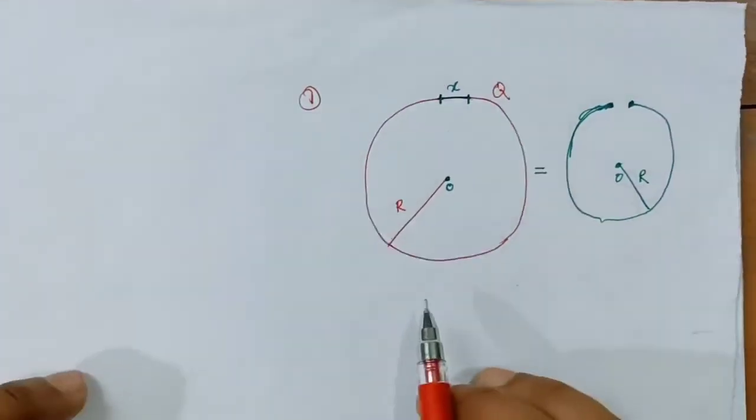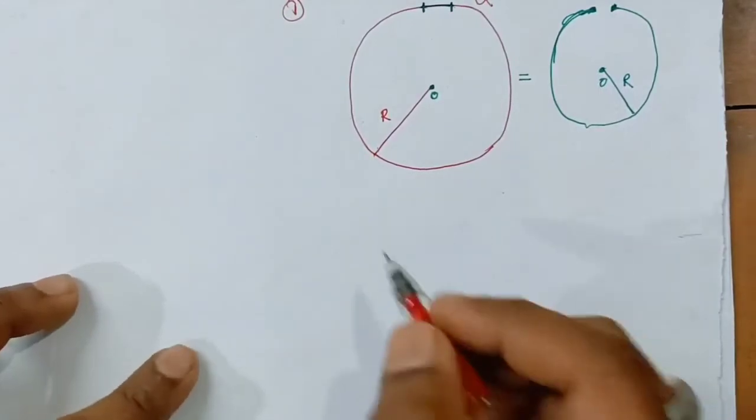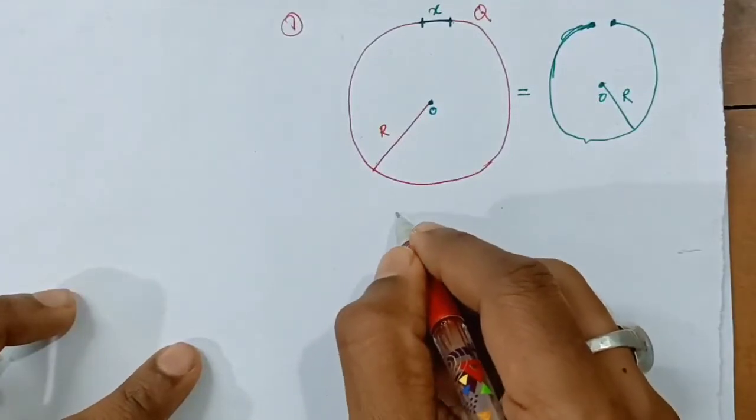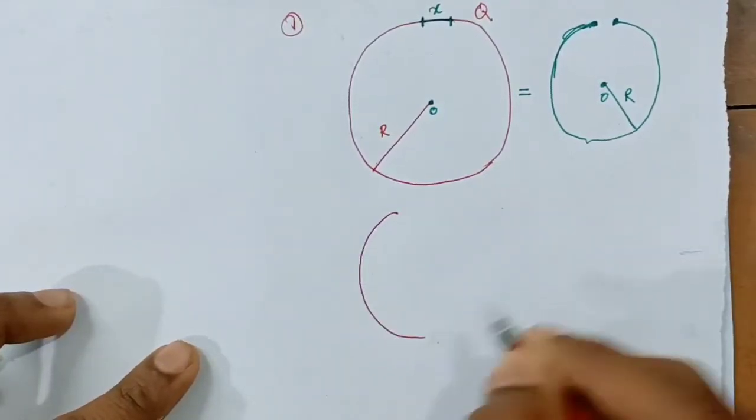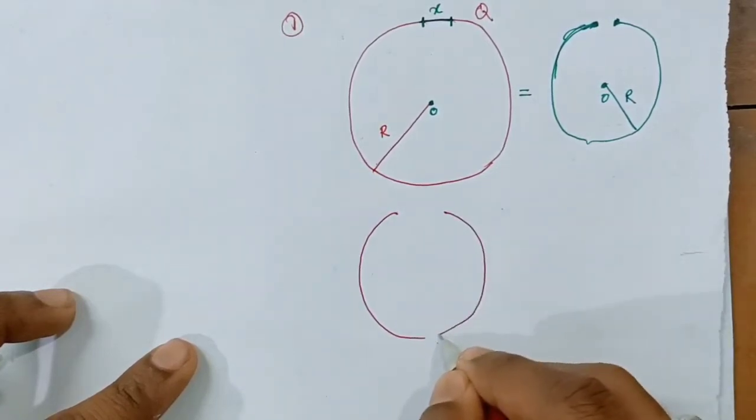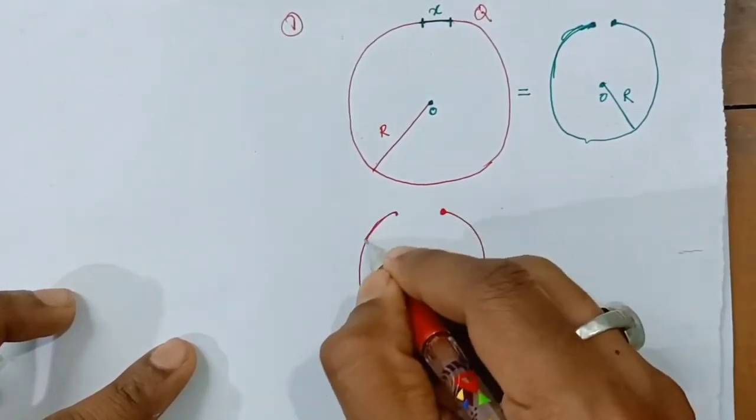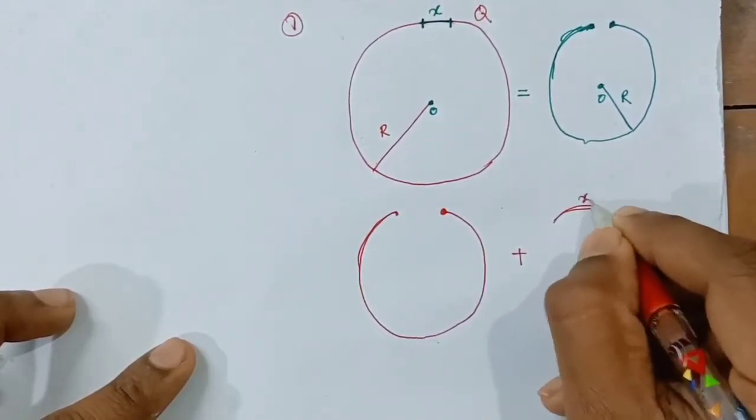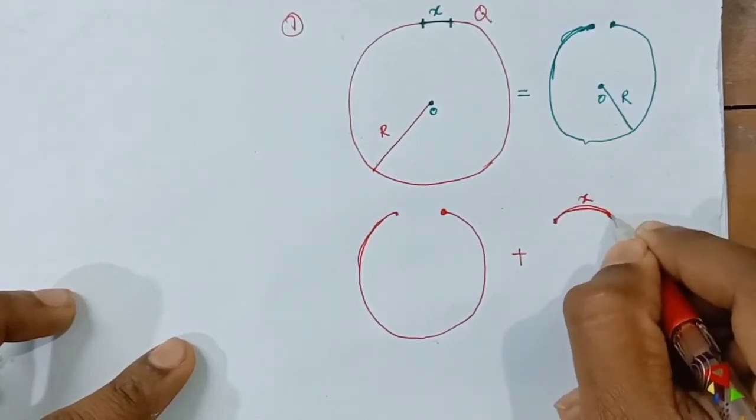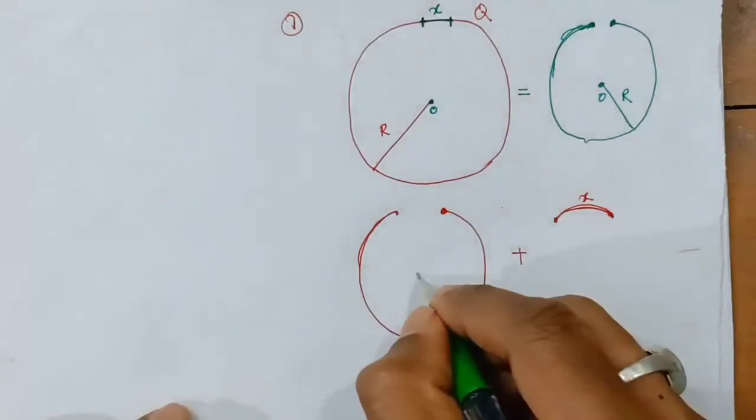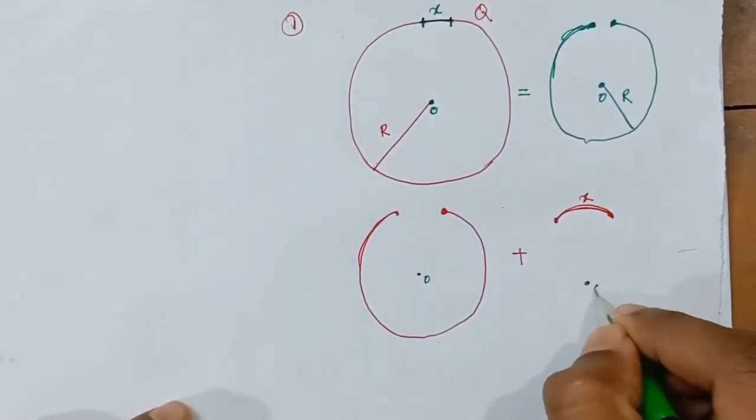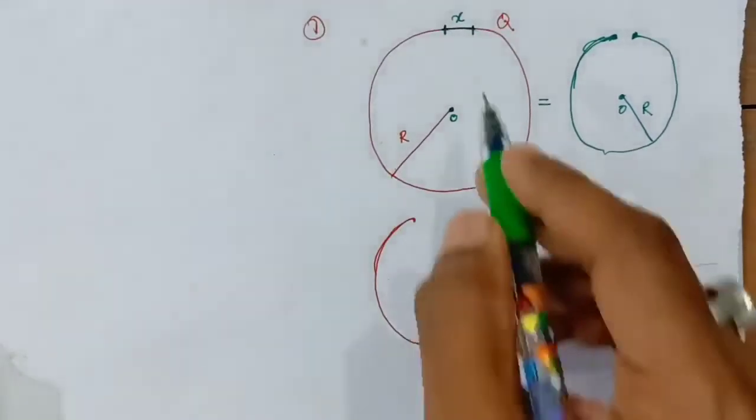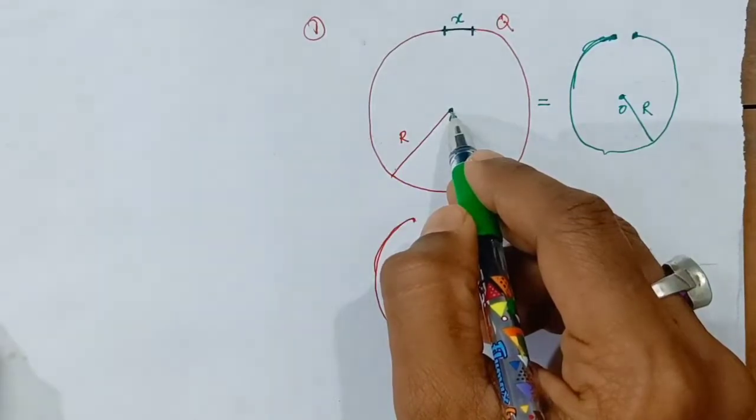When this kind of question is framed, what must a student think? This complete ring, in the real sense, is a combination of two things: one is this remaining section of the ring, plus a small section, or you can say a small arc of length x, which has been removed. And I know the electric field at the center of the ring is 0.